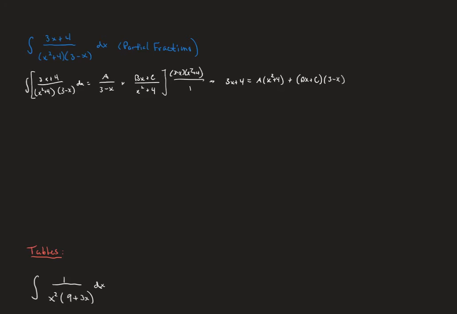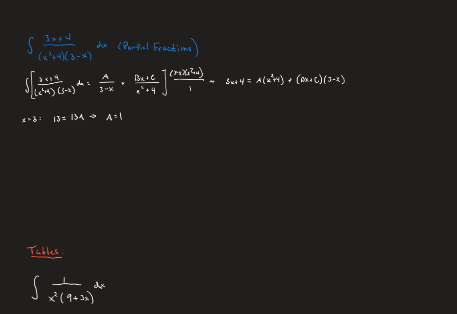So let's choose first x to be 3 and see where that gets us. So 3 times 3 is 9, plus 4 is 13 on the left. Plugging in 3, we'll get 3 squared is 9, plus 4 is 13A, and everything else gets wiped out, so we know that A is going to be 1.